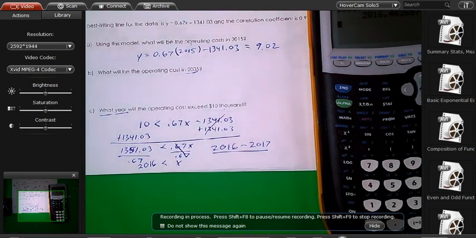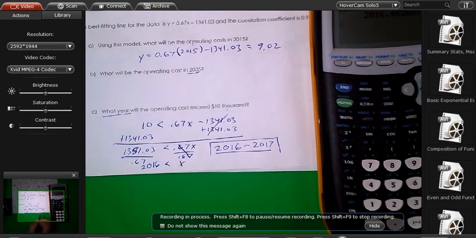Okay, so now if you were given a multiple choice test on this, you would choose whatever the best answer would be. And the best answer in this case would probably be within the year 2016, so you probably want to choose that.